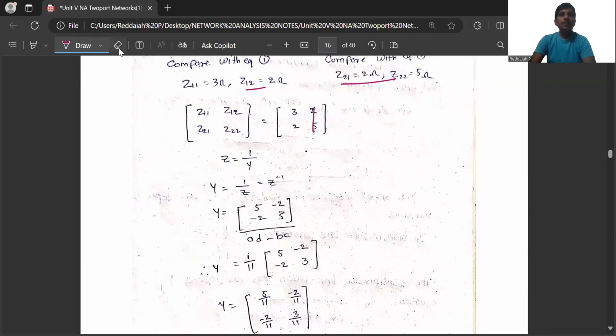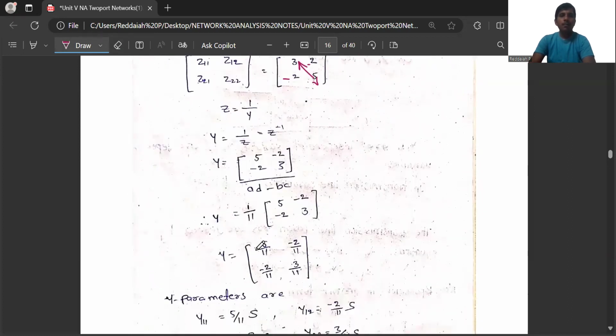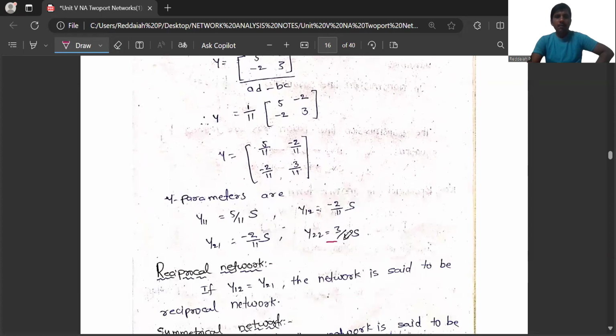We are changing this Z matrix, or Z parameters matrix, to find Y, Z inverse. If you want to calculate, these two elements will be altered. Replace the positions and sign will be changed for these two. Divided by AD minus BC. Then Y parameters we can calculate.